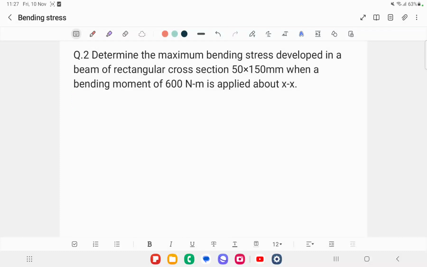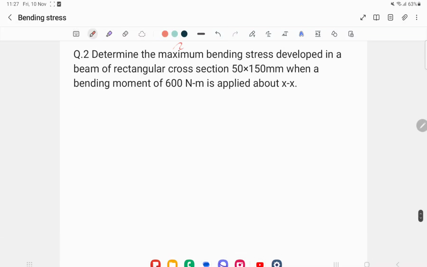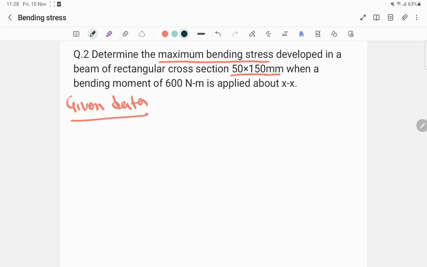Everyone, this is the second question based on bending stress. The question says: determine the maximum bending stress developed in a beam of rectangular cross section of size 50 into 150 mm when a bending moment of 600 Newton meter is applied about the x axis. So what we need to find is sigma b, which is nothing but the bending stress.